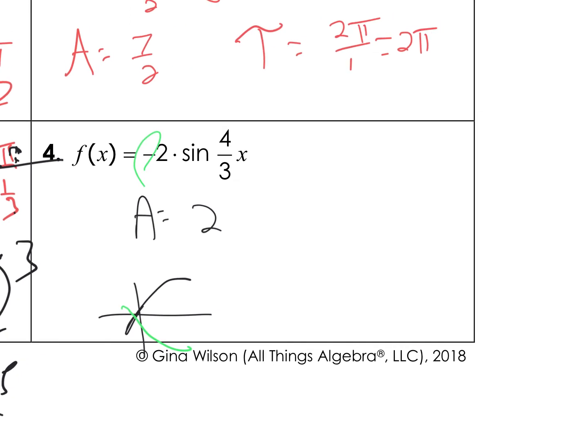All right. How about the period? Okay, let's do the math though. Don't run away with it, Jonathan. Let everybody think, because it's fractions. 2 pi divided by 4/3 is the same as 2 pi times what?